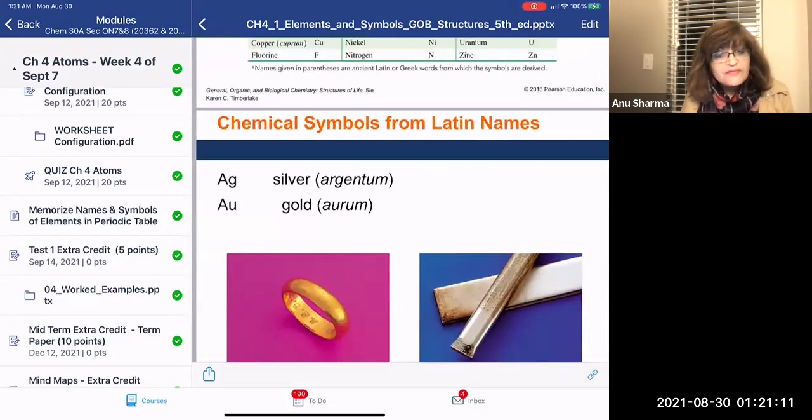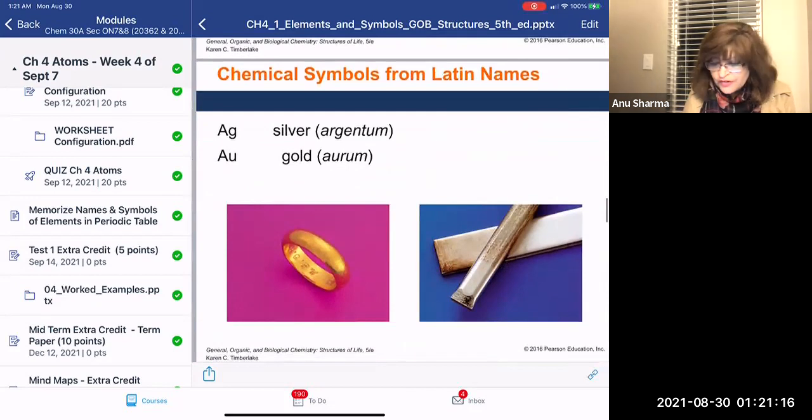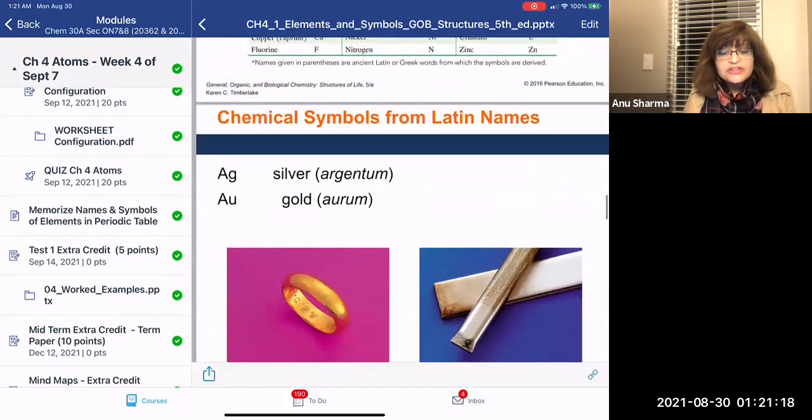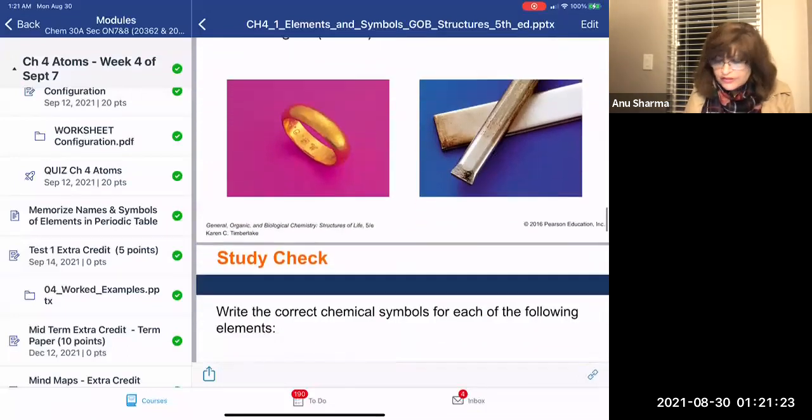Chemical symbols like silver and gold come from the Latin name. Silver is Ag. So you see, some of the names are not matching with the symbols. Those names are the Latin names. Silver is argentum, and gold is aurum.